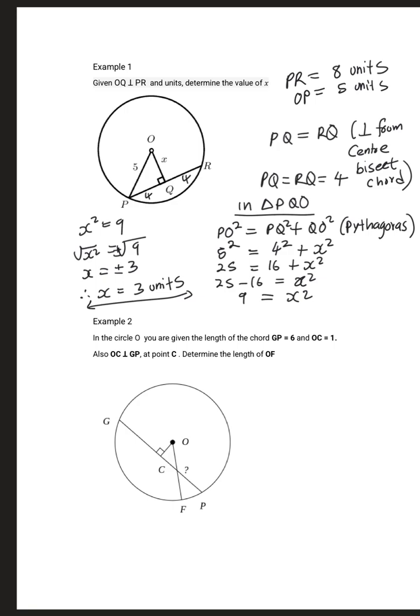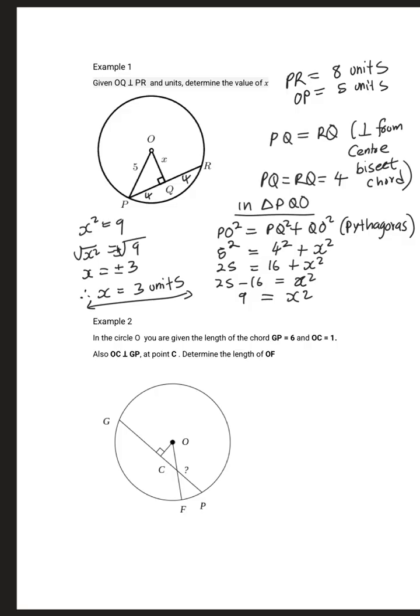And then example 2. In the circle O, you are given that the length of the chord GP is 6 units, and OC is equal to 1. Also, OC is perpendicular to GP at point C. Determine the length of OF.